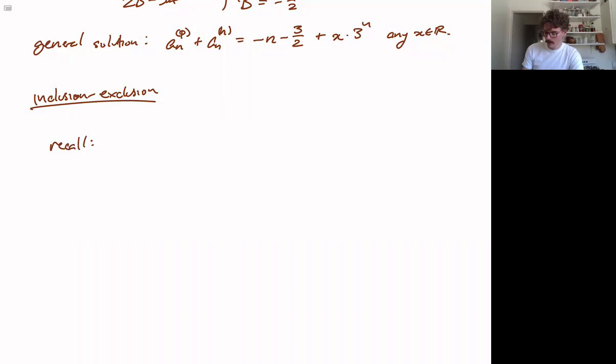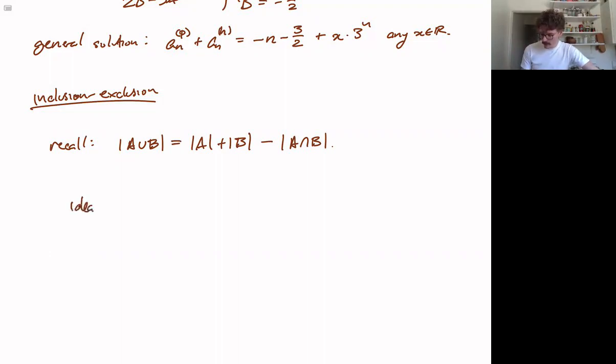Inclusion-exclusion for two sets tells us that the cardinality of A union B is equal to the cardinality of A plus the cardinality of B minus the cardinality of A intersect B. And what we're going to do is generalize this to more than two sets. So let's look at how we got this formula, or what is the intuition behind this formula.